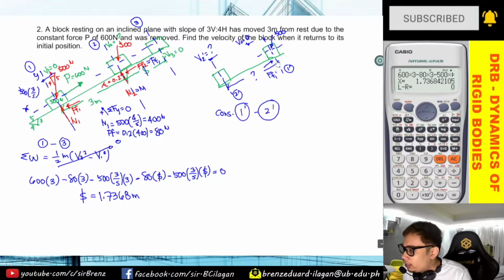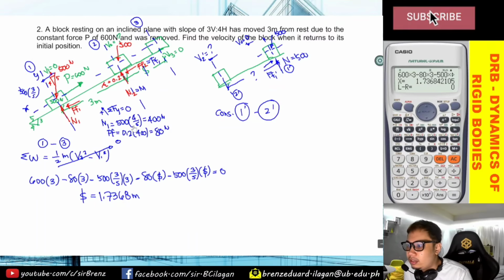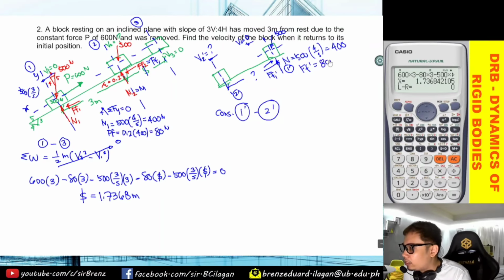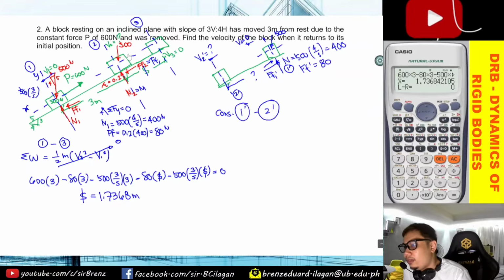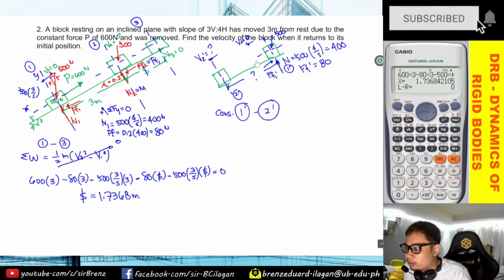Again, this is your normal force, which is 500 times 4 over 5, so 400. The frictional force prime is the same as before, still 80. And there's no indication in the problem that there was another horizontal force on the way down, so it remains the same.